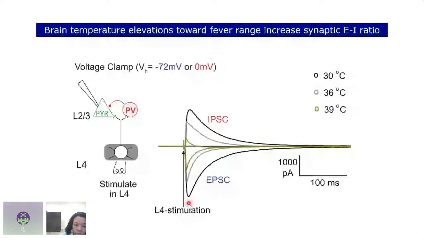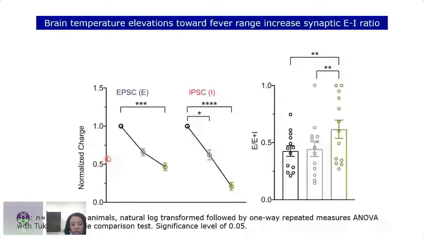In this example trace of a layer 4 evoked EPSC and IPSC, and these are convergent, we see that the excitation is reducing as you increase temperature, and inhibition is also reducing as well. But what we can appreciate from this example is the fact that inhibition may be decreasing preferentially. Quantified here, from 30 to 36 to 39, we see that there is a drop. If we focus on inhibition, from 30 to 36 there is a drop, and it's matched to the reductions that we see in excitation. But at 39 degrees, you have a preferential reduction in inhibition, and the net result of this is an increase in the EI ratio.